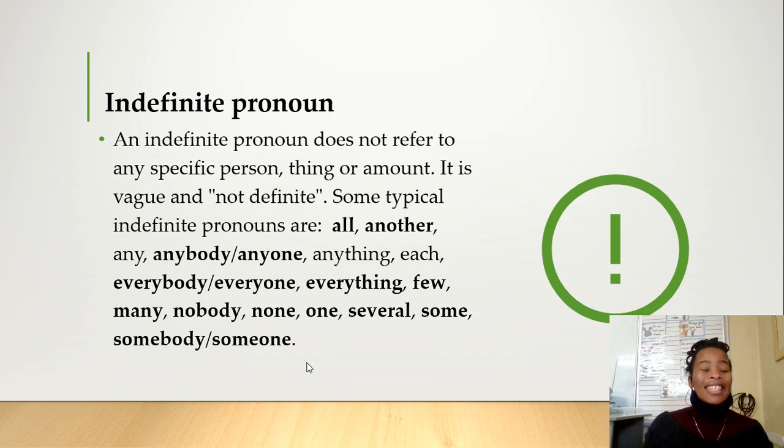All right, indefinite pronoun. An indefinite pronoun does not refer to any specific person. For example, if I were to say Joe, I use her or he. All right. So it is vague. It is not definite. So some typical indefinite pronouns are all, another, anybody, anyone, everyone. So for example, in the class, ma'am would ask, does anyone have a red pen with them? So she is not asking one specific person, but she is asking all of the children in the classroom.